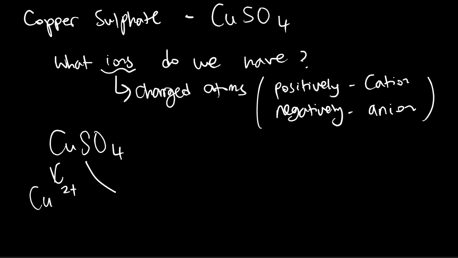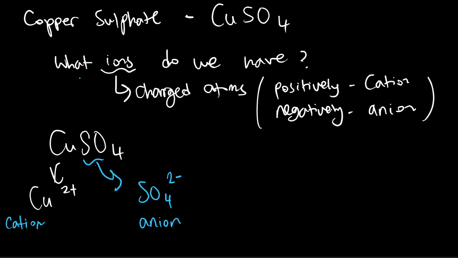We have sulfur. And this is actually a molecule together. Actually, let me just switch our color. CuSO4. And then SO4 is one molecule together. And it's got a 2- charge. So this has lost 2 electrons. This has gained 2 electrons. So we could say this is an anion. And this is a cation. Positively charged, negatively charged.